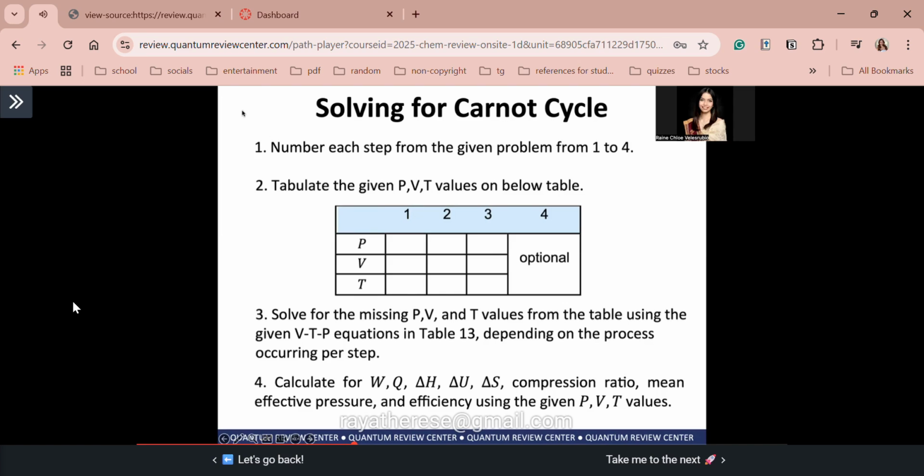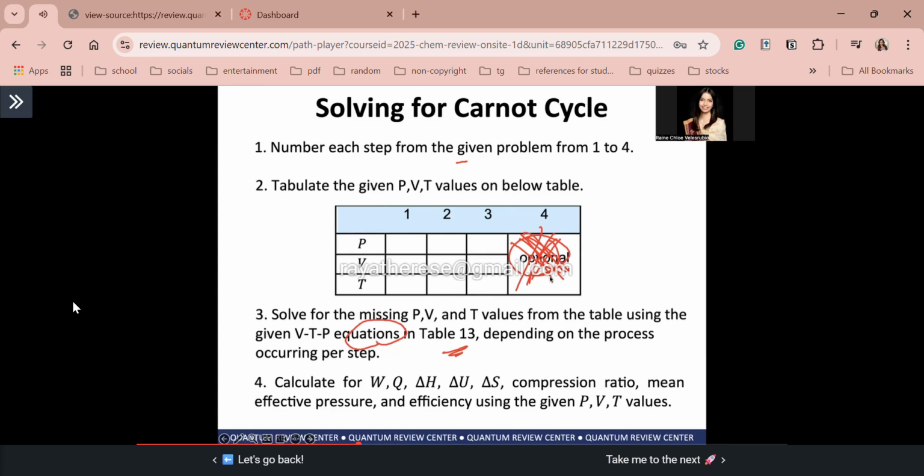So step 1, number each step from the given problem from 1 to 4, since we have 4 steps. Step 2, tabulate the given VT values in the table below. Guys, the units should be uniform. And then solve for the missing P, V, and T values from the table using the given VTP equations in table 13. Given the isothermal and adiabatic processes, how do we get P, V, and T? Earlier, we were given VTP equations, so that's what we will use. Guys, take note of step 2, the fourth is optional. Usually, we should no longer need to solve this.